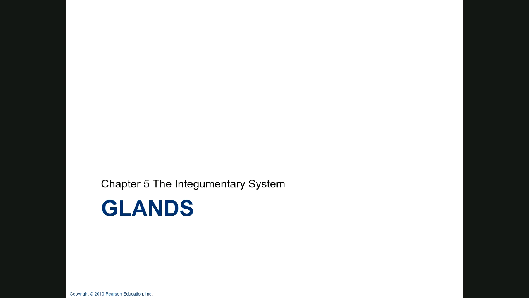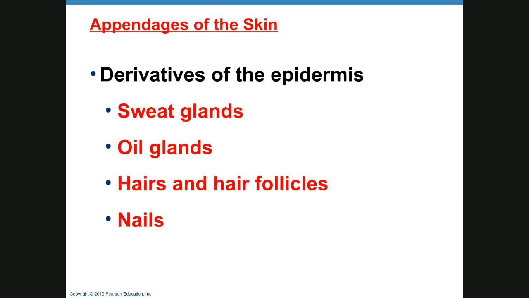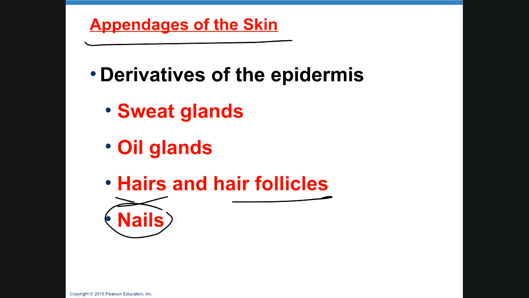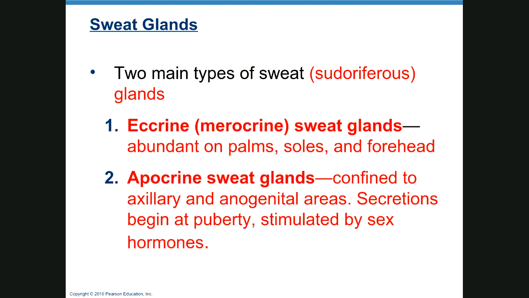Okay, no problem. All right, so now we're going to turn to glands, and we're going to talk especially about sweat glands and oil glands. Those are the two types of glands we're going to talk about. These are going to be other structures, other organs in the skin. We'll talk a little bit about hairs and hair follicles. We're going to barely mention nails. So when it comes to glands, we'll talk about sweat glands and oil glands.